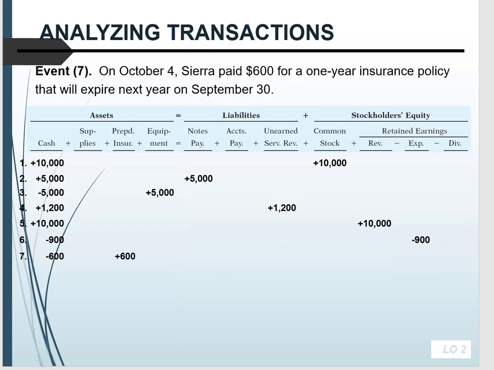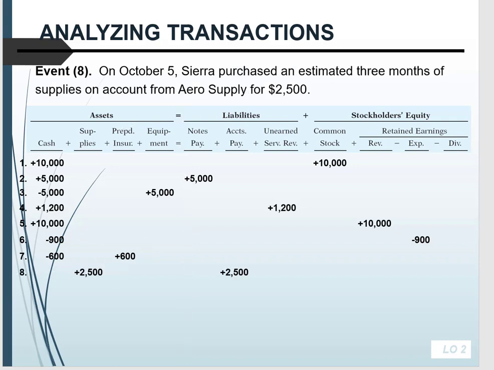We paid $600 for an insurance policy. Well, we paid $600, right? But what did we get? The insurance is going to be good for a year. So we have what's referred to as prepaid insurance. We paid $600, and we have this now asset of $600 that represents our insurance, that we're insured for the next year. Notice they're on the same side of the equal sign, so they have opposite signs on them.